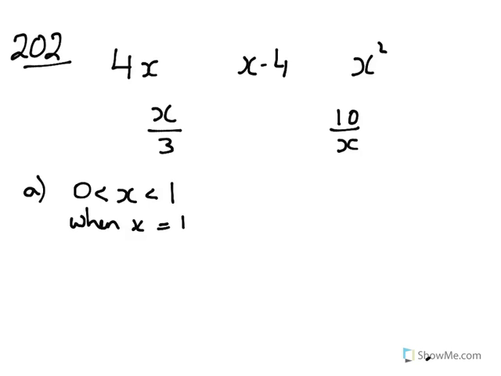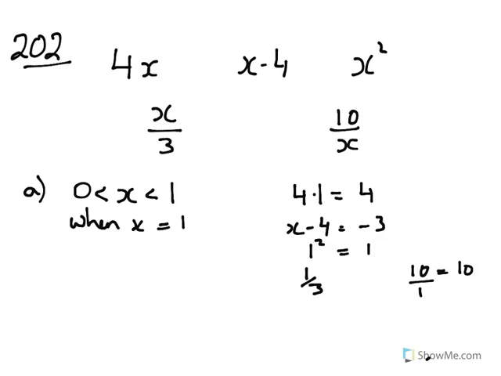So to find out which of these expressions gives you the highest value if x is less than 1 but greater than 0. Well, what happens when x gets to exactly 1? 4x becomes 4 times 1, which is 4. x minus 4 becomes 1 minus 4, which is minus 3. x squared will become 1 squared, which will be 1. x over 3 will be a third. And 10 over x will be 10 over 1, which will be 10.